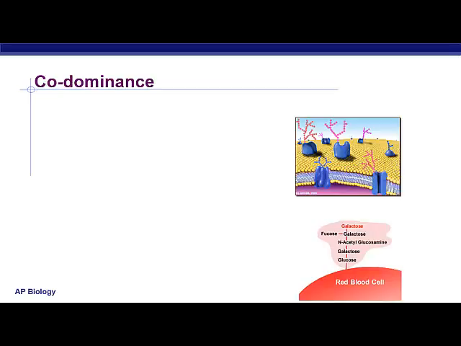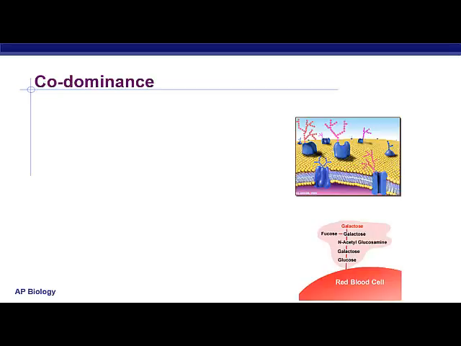Blood type. Yes. Blood type. So A and B alleles for blood type are both dominant. So when you have them both, you have type AB blood. You don't have a mixture of A and B together like we saw with the flower color. It's just you have A and B. A and B are also dominant to O, and O is recessive.